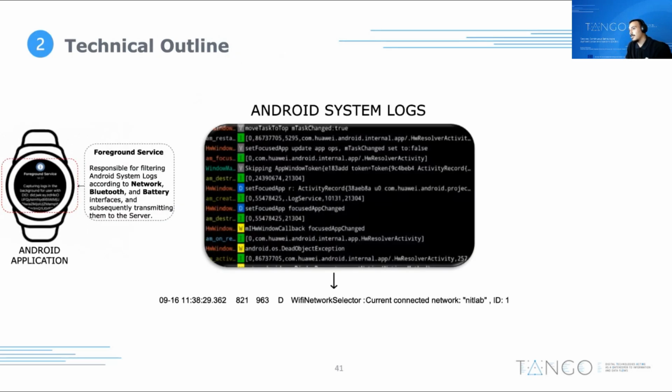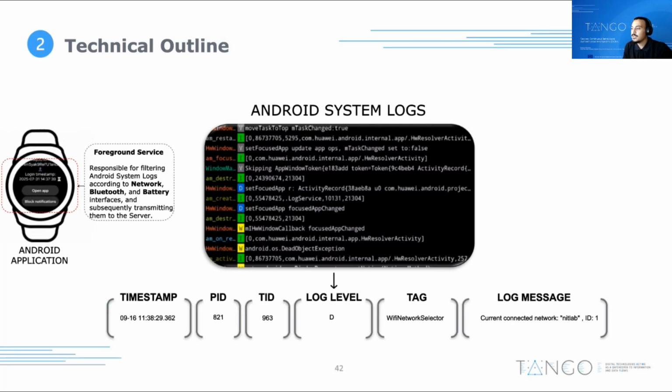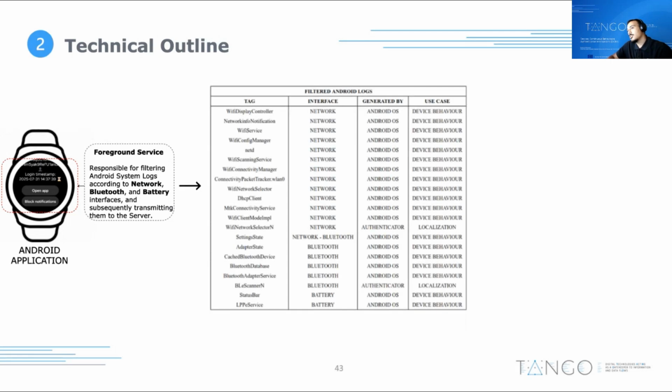But a valid question is, what are these Android system logs that we are currently examining? A very, very quick introduction. These logs are just records indicating how the device behaves. For example, they can provide information about network activity, Bluetooth connections, or battery usage. And of course, they are divided into several fields. For example, as we can see, this log indicates that our device is currently connected to a network with SSID NICLO.